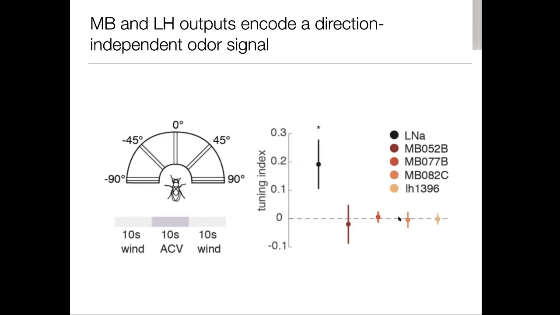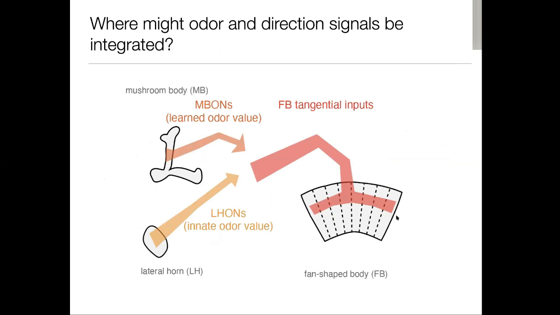So it seems that these higher order olfactory neurons can drive upwind orientation, but are not encoding a direction signal themselves. They're encoding some kind of pure odor signal. So where might odor and direction signals be integrated?